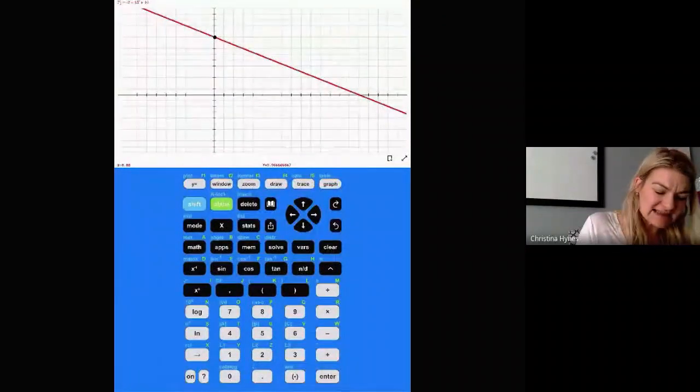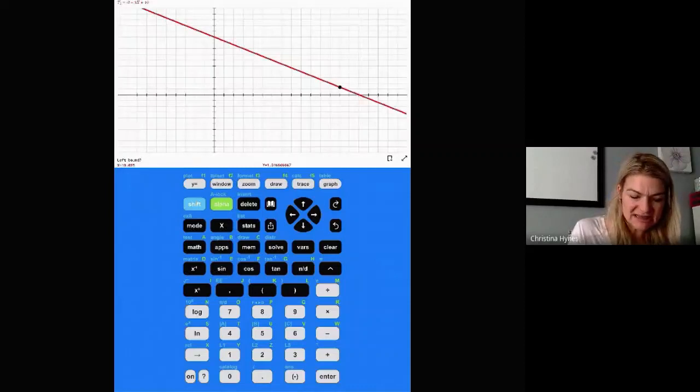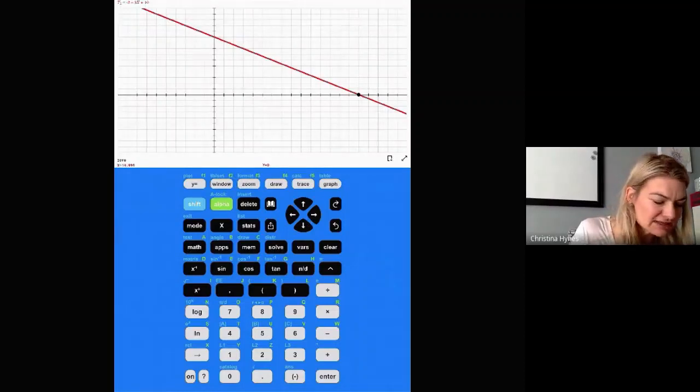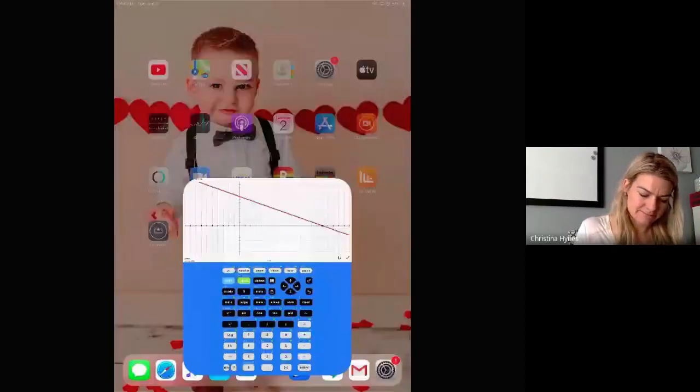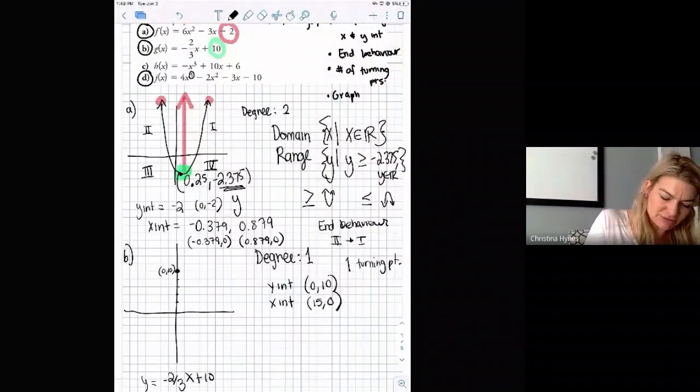You're going to press second trace, number 2 to find your x-intercepts. Go to the left side of your x-intercept, enter. Right side of your x-intercept, enter, and enter again. You should get, it's about 15. So 14.999 rounds to 15, 0. So my x-intercept, there's only one of them, is 15, 0.